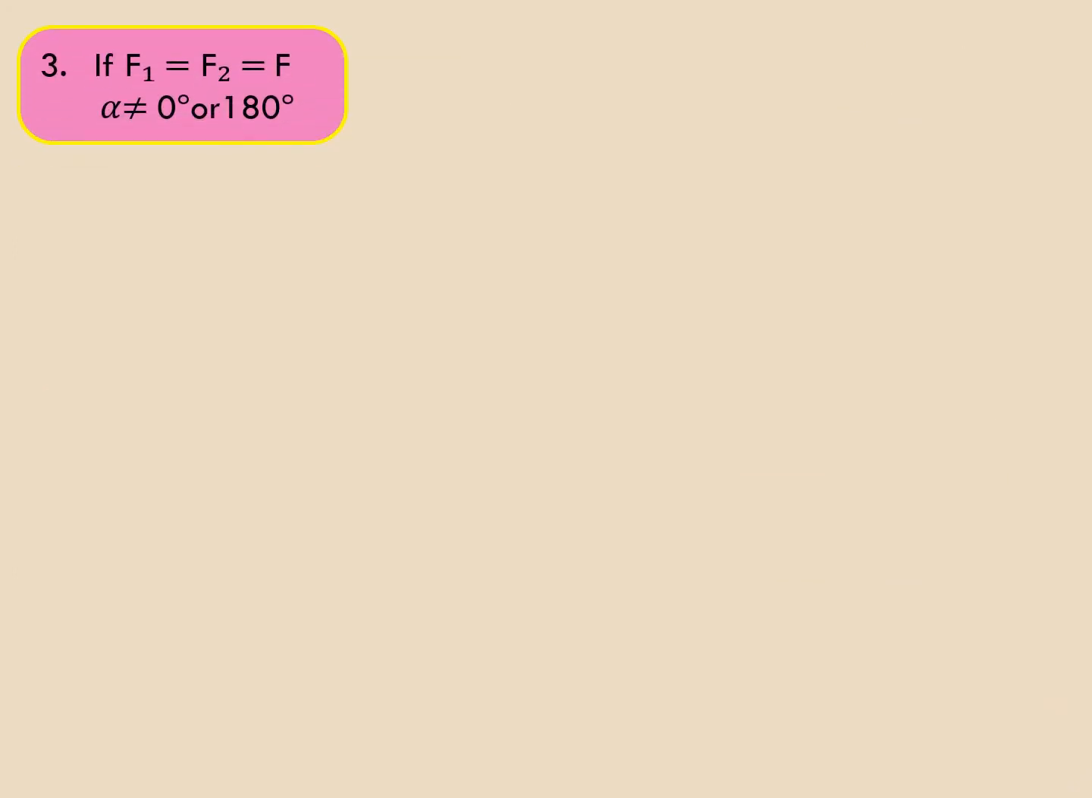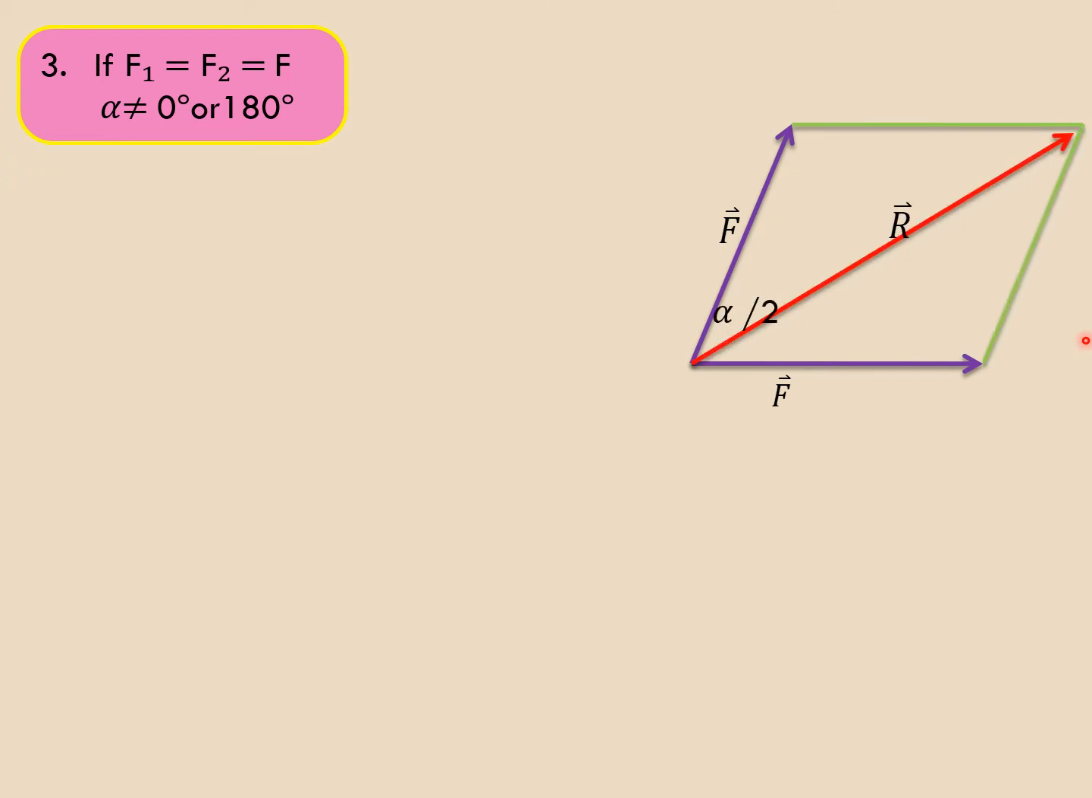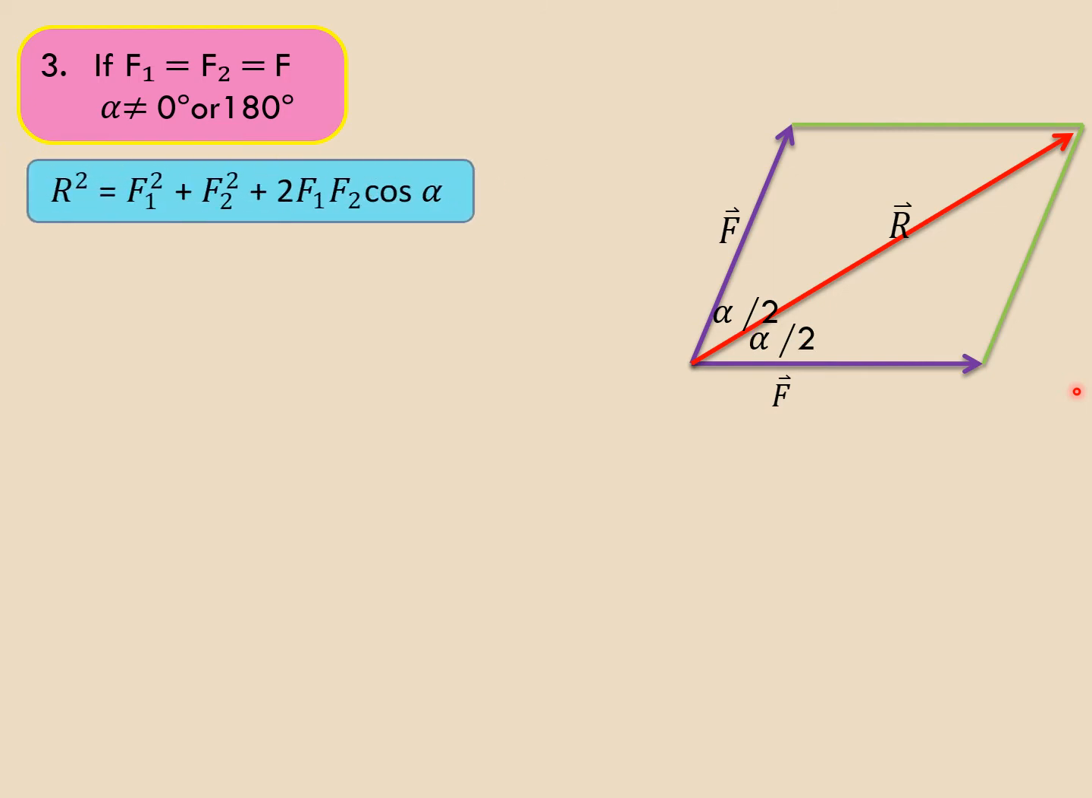The third case, if F1 and F2 equal F, and alpha does not equal 0 or 180. So this is the first force F and the second force F. And by drawing the parallelogram, we will find that the angle is bisected by the resultant force. So alpha will be alpha over 2 here and here, alpha over 2. So theta equals alpha over 2.